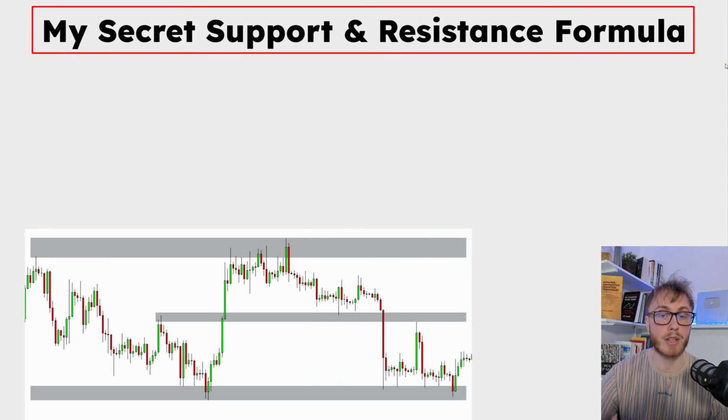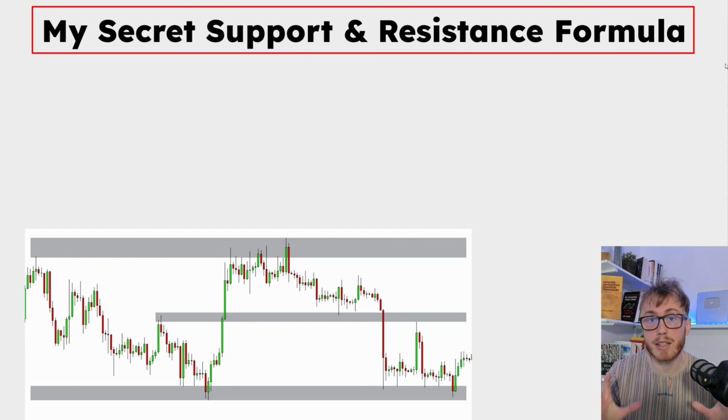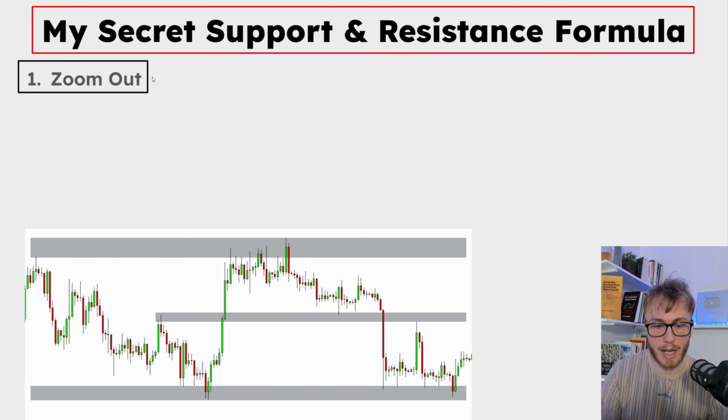The first principle is what we talked about earlier, that if you draw way too many support and resistance levels, this will only make the chart harder to read and it will be harder to make your analysis. So that is one principle. But now let's take a look at some other important principles when it comes to drawing your support and resistance levels. And the first principle is that you want to zoom out.